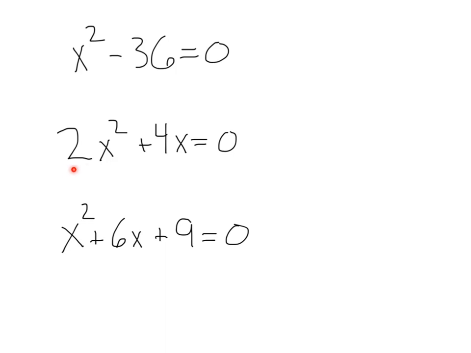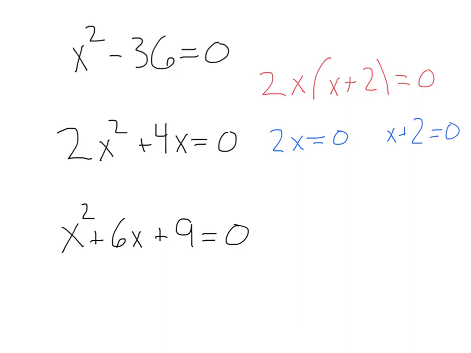Okay, next we have 2x squared plus 4x equals 0. I recognize that these have factors in common, so I'm going to factor by distribution. And this 2x squared and this 4x have a 2x in common. So I'm going to reverse distribute a 2x. I'm going to be left with x plus 2 equals 0. Now let's set each of our factors equal to 0. That's going to give us 2x equals 0 and x plus 2 equals 0. Solving for each of those, we'll get x equals 0 and x equals negative 2.